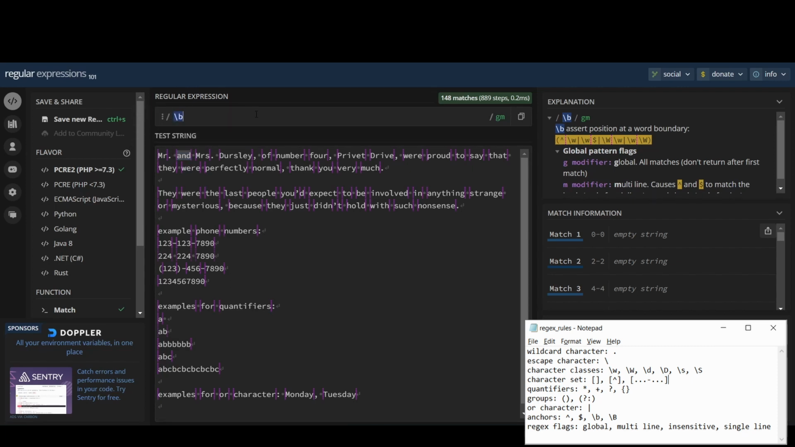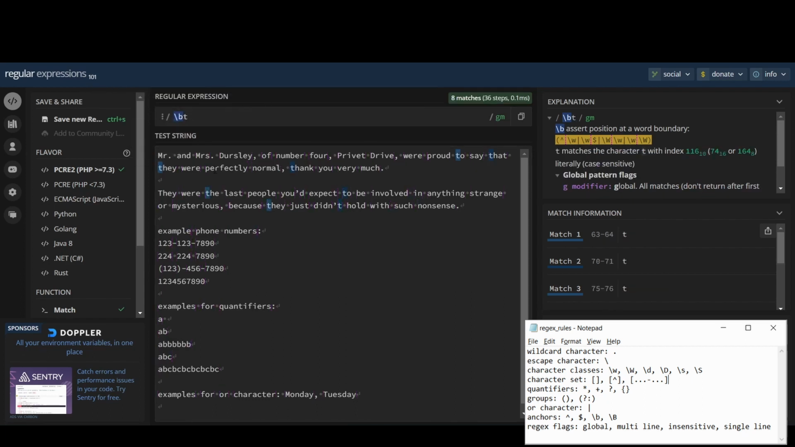So if we want to search for words that begin with T, you can see that we match multiple T's. All the T's that we are matching are at the beginning of a word. For example, "mysterious" also has a T, but this T is in the middle of a word. Therefore, this T is not part of the match.